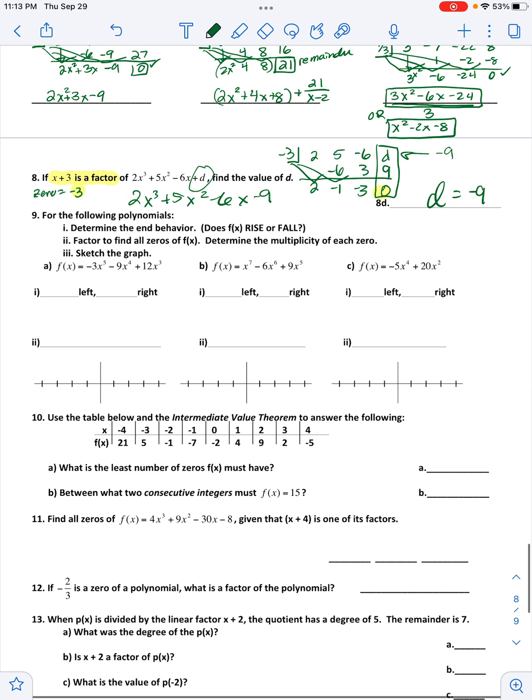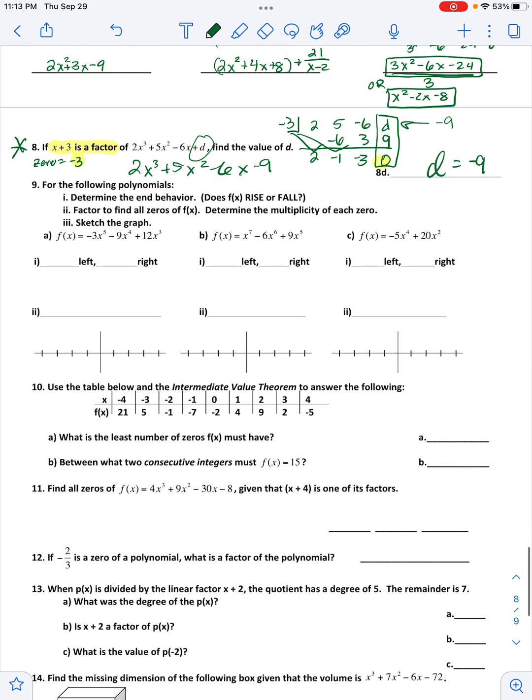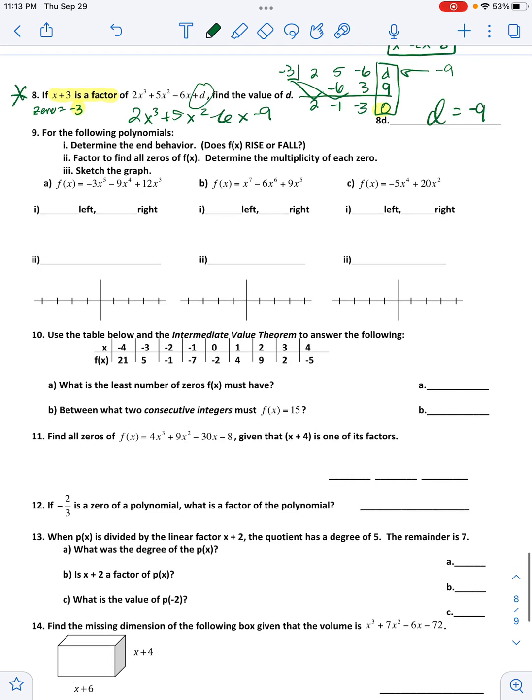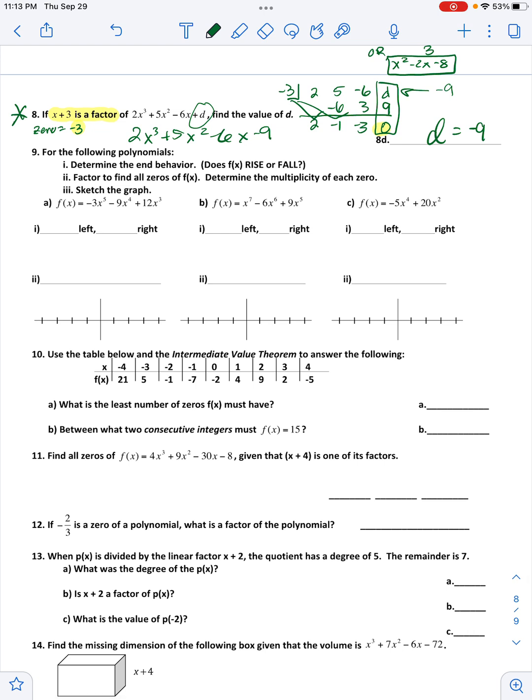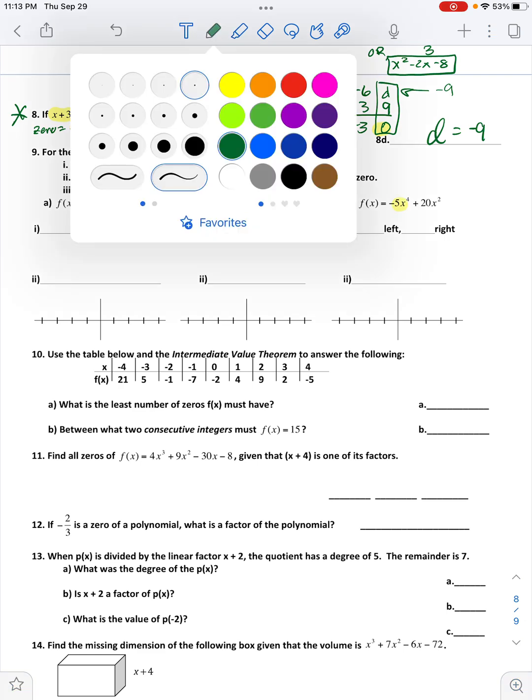That's kind of fun, and that's something I would put a little star next to and make sure I know how to do, if you catch my drift. All right. This is so many things. Good thing it's easy. Determine end behavior. All right. So I'll be looking just at this part. Let's do that first.